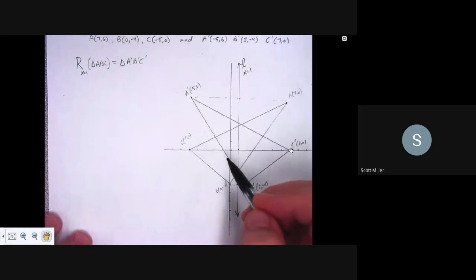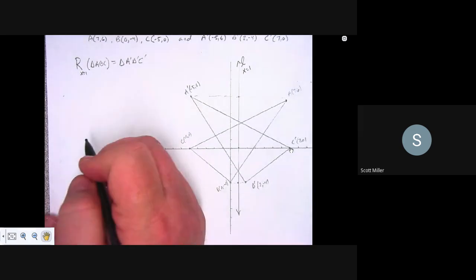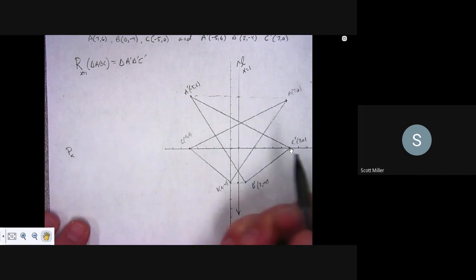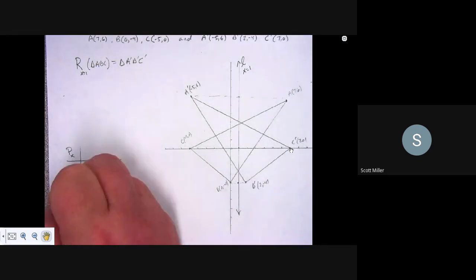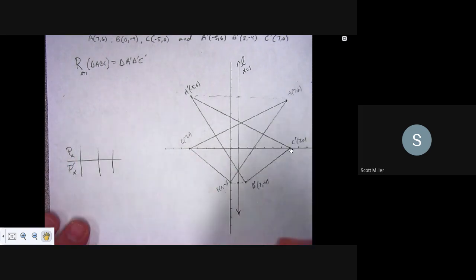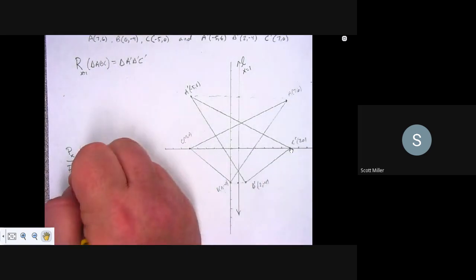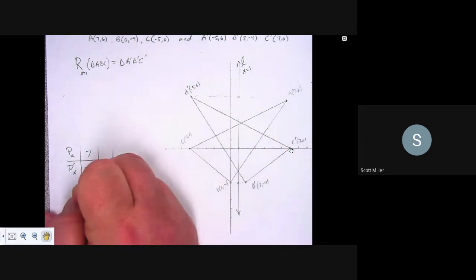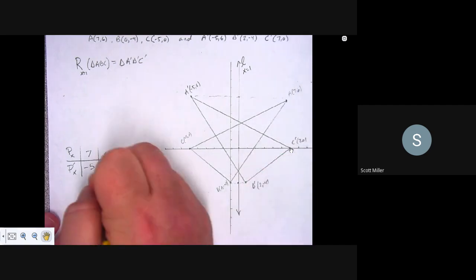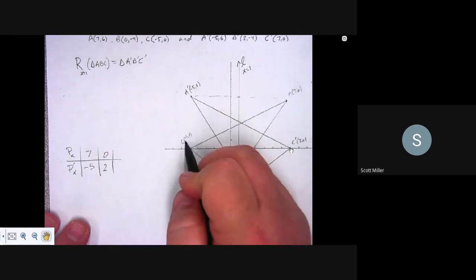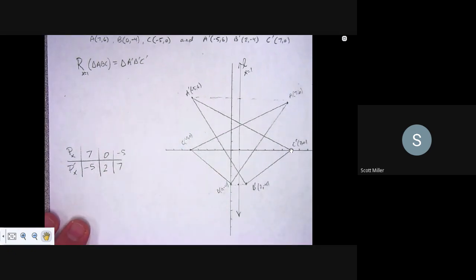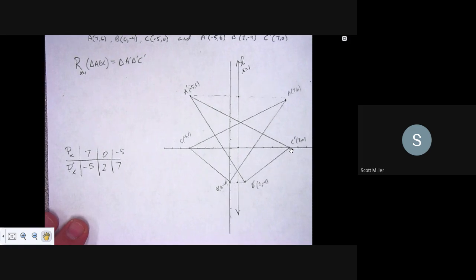So what I need to do is find the rule to get a new X. So we're going to look at this as, here's a point in the X, and we're going to put all our data into a table. This is the image point of X. We have 3 points here that have X's. The 7 becomes a -5. For B, the 0 becomes a 2. And for C, -5 becomes 7. Okay? So that's the rule for the X's.